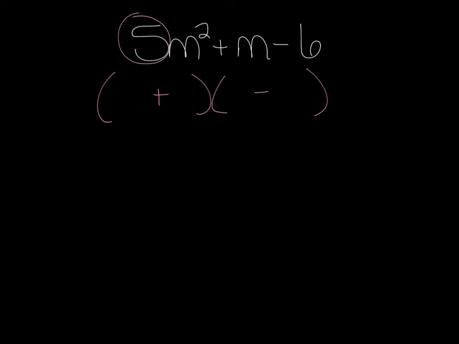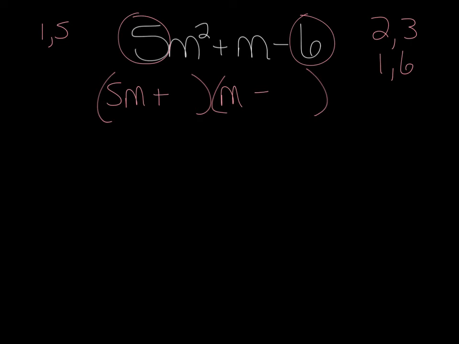It's prime. The only factors of 5 are 1 and 5, so I know I have to have a 5m and an m. I have some choices for the 6. I have 2 and 3. I have 1 and 6. Okay? Now, you can sort of try it out in your head. You can sort of see what works, what doesn't.